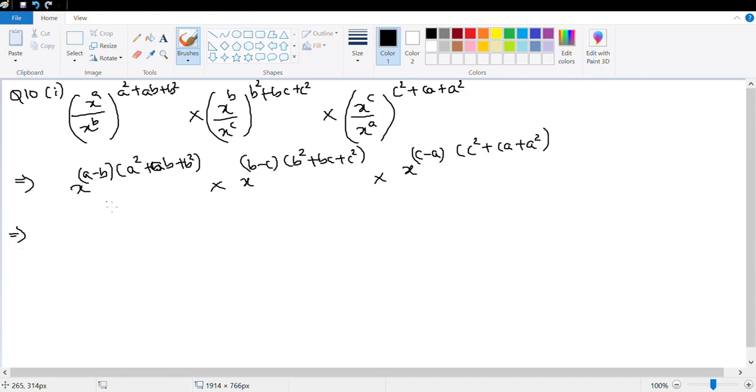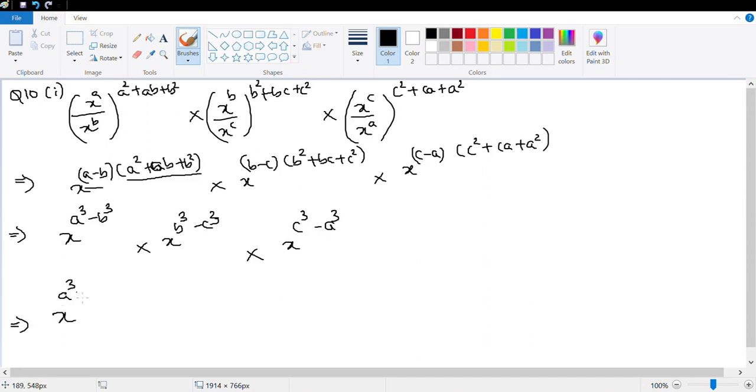Now if I remember my expansions properly, a minus b into a square plus ab plus b square is equal to a cube minus b cube. So this is x to the power a cube minus b cube multiplied with x to the power b cube minus c cube multiplied with x to the power c cube minus a cube. Since the bases are the same, let me add the powers. So a cube minus b cube plus b cube minus c cube plus c cube minus a cube. So negative a cube and a cube get cancelled, negative b cube and b cube get cancelled, and so on. I am left with power 0, which means anything to the power 0 is 1. So that's my final answer.